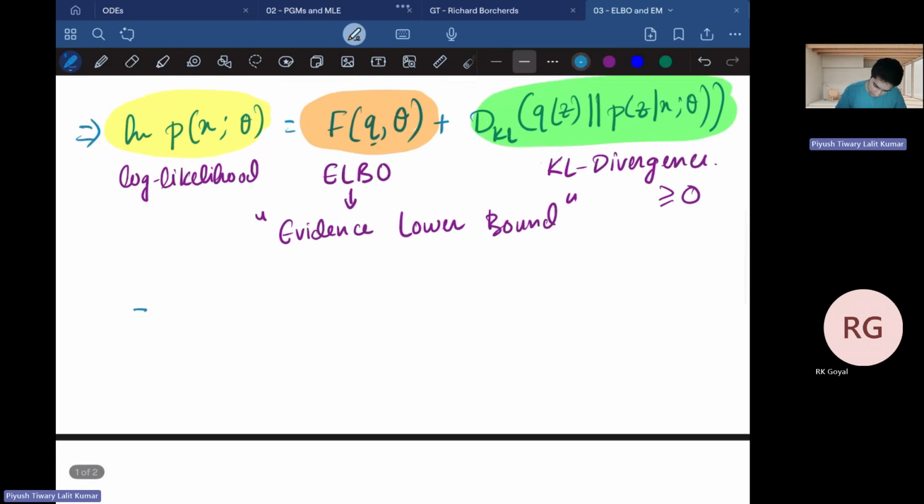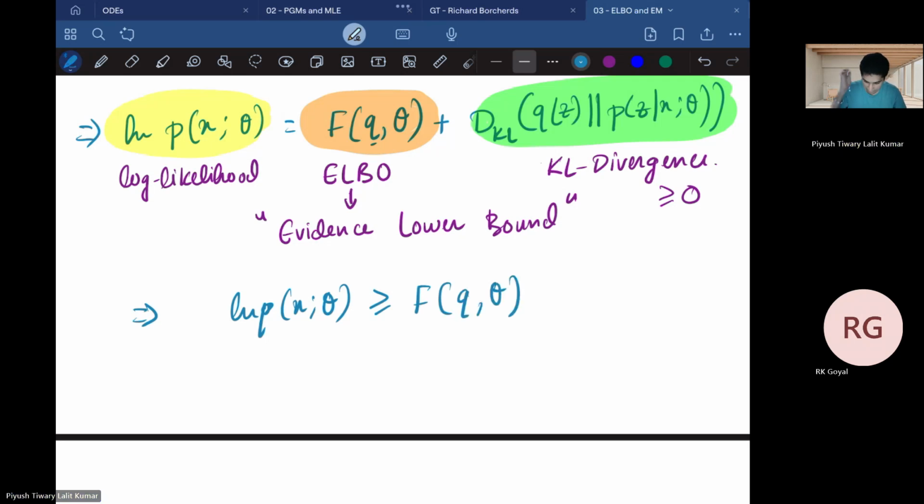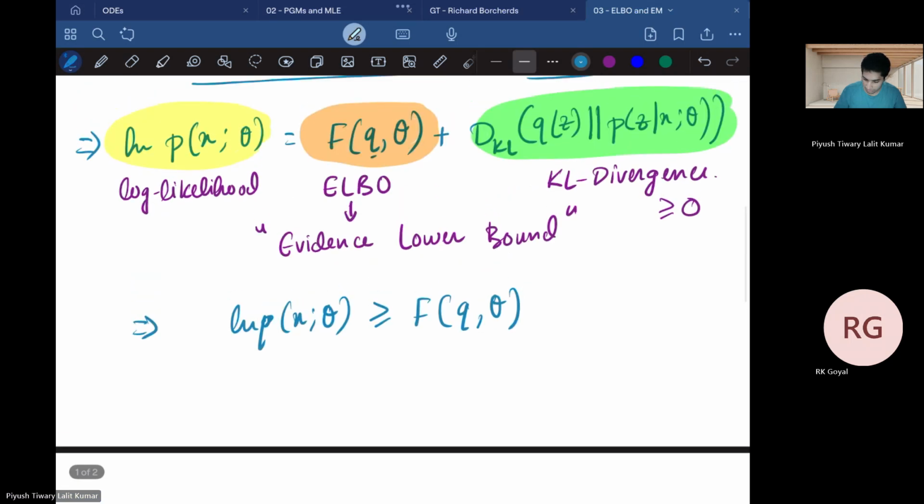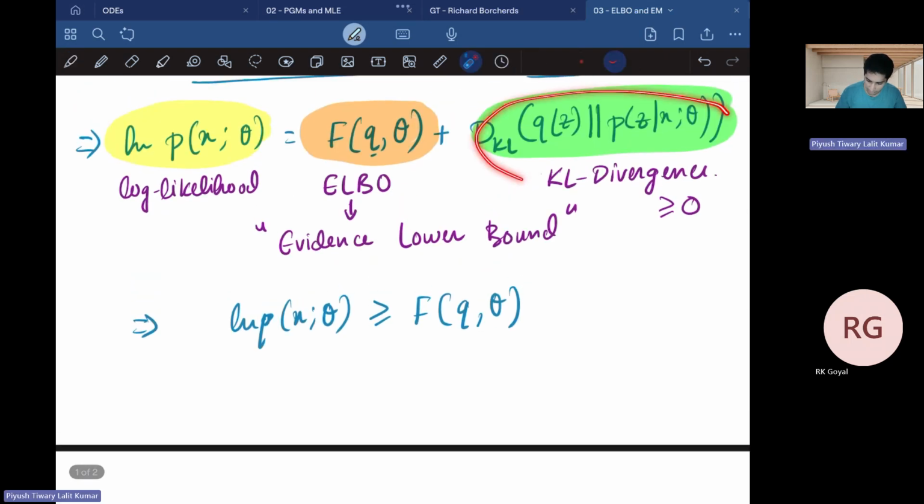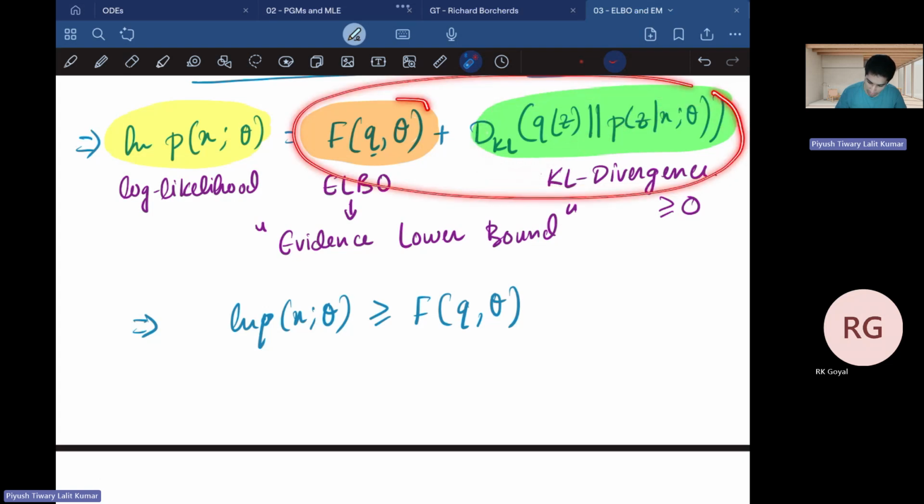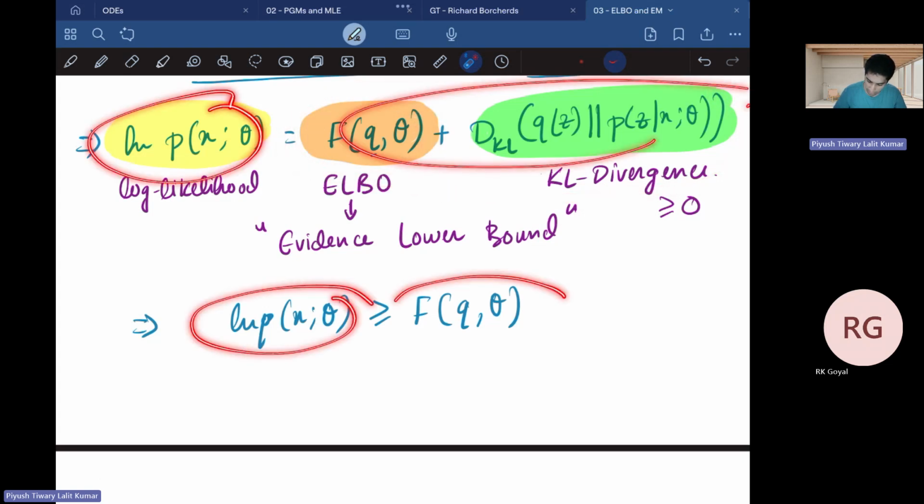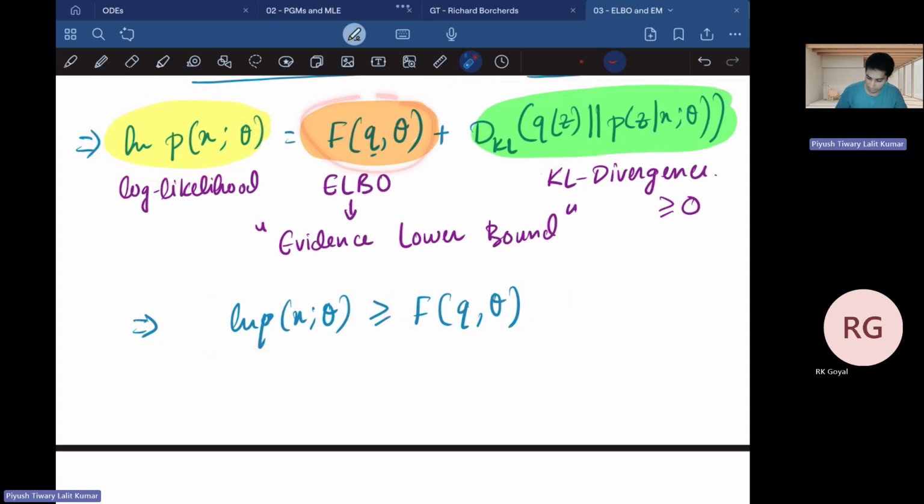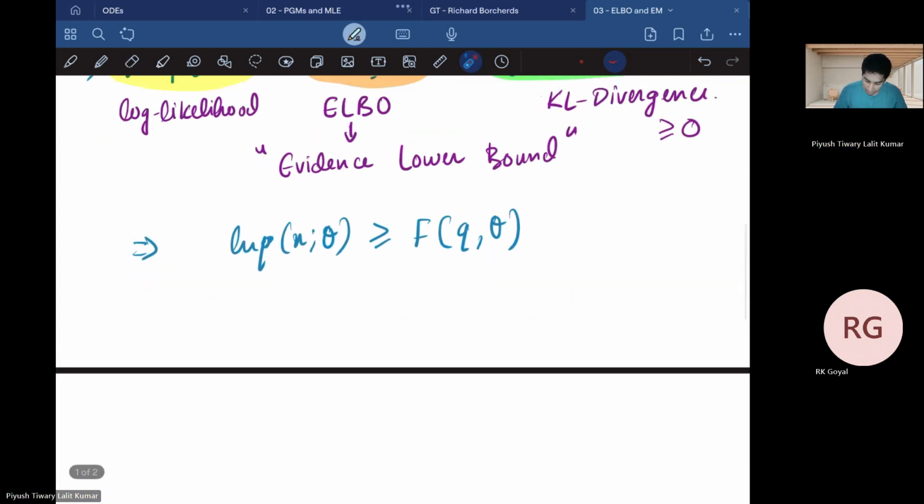So what do I mean? This implies that ln p of x given theta is always greater than or equal to F of q comma theta. Is this clear? Nothing fancy. This is a positive term. If you remove this positive term, this whole sum will become small because you will only be considering this term. And hence, the log likelihood is always greater than the first summand, right?